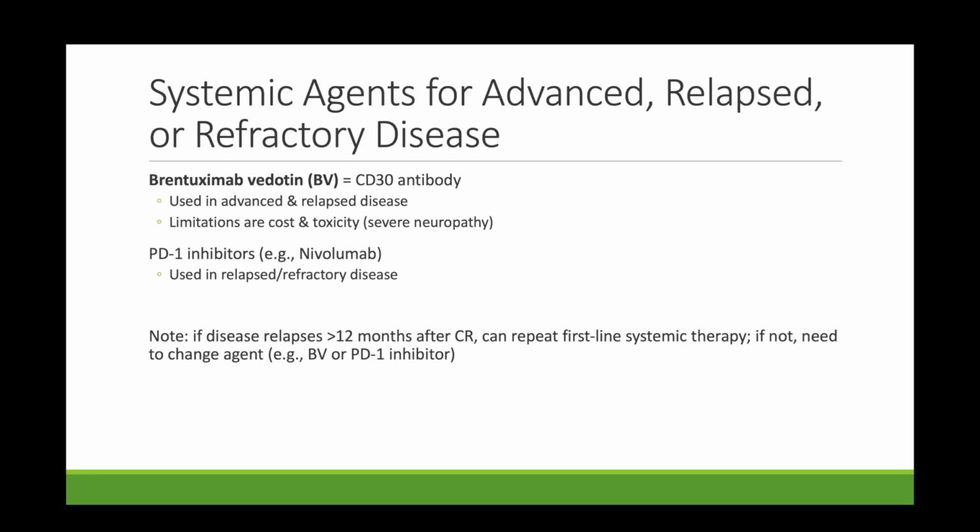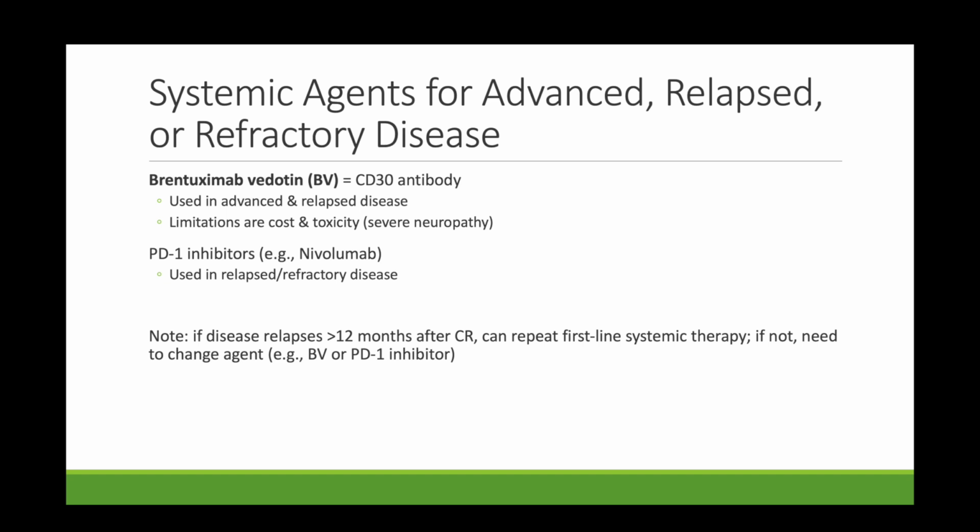Some additional agents that you might see used in the setting of advanced, relapsed, or refractory disease that I think are worth mentioning include brentuximab vedotin as well as nivolumab. So brentuximab vedotin, or you might see BV-AVD, and the BV stands for brentuximab vedotin. This is a CD30 antibody. So remember, Hodgkin lymphoma has Reed-Sternberg cells, which are CD15 positive and CD30 positive. So brentuximab actually targets that CD30.